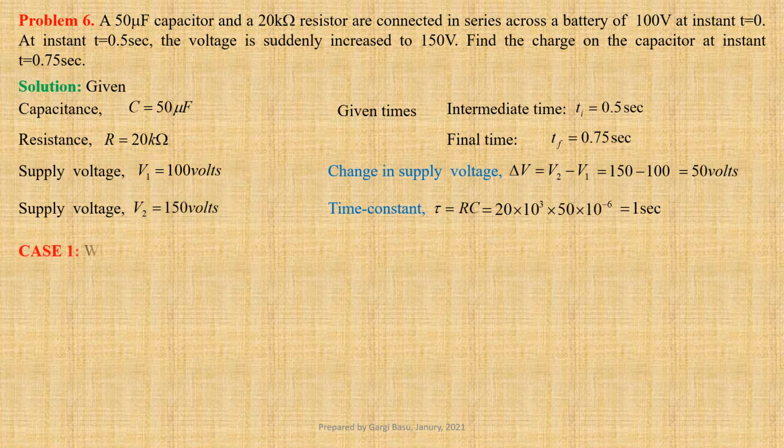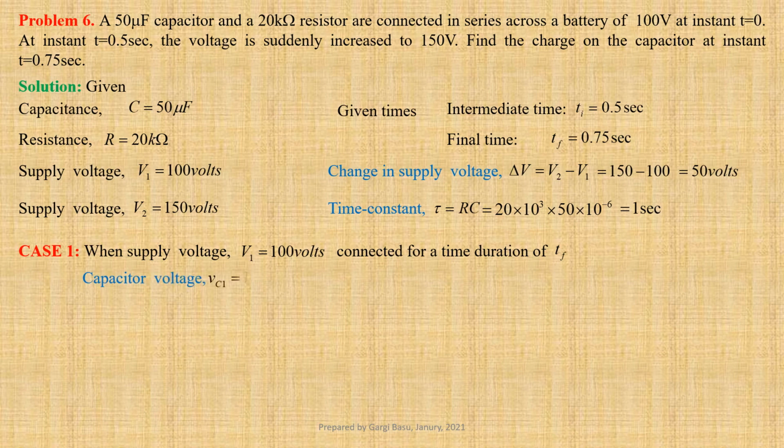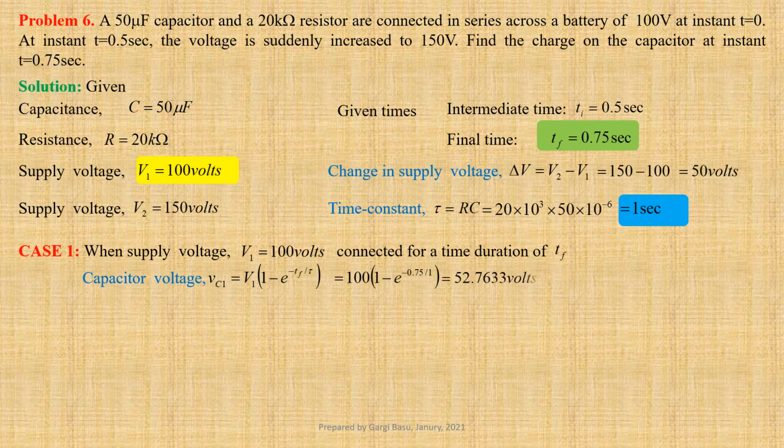Case 1. When supply voltage V1 equals 100 volts connected for a time duration of Tf equals 0.75 second. Capacitor voltage Vc1 equals V1 into 1 minus e to the power minus Tf by tau, that is equal to 100 into 1 minus e to the power minus 0.75 by 1, that gives us 52.7633 volts.